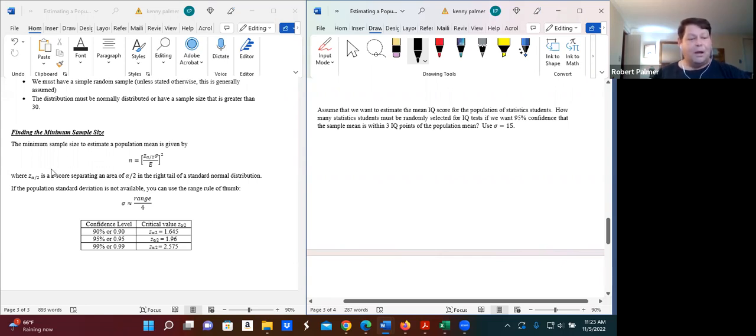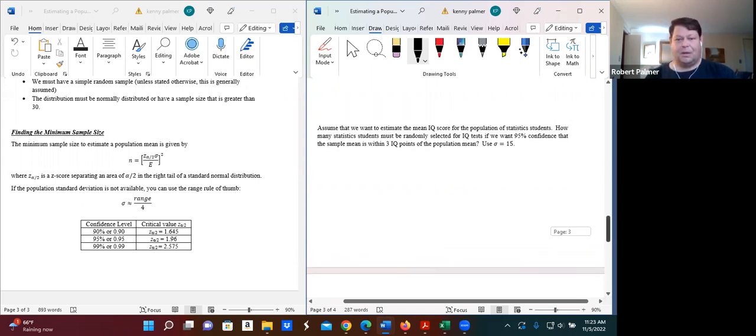Now, if the population standard deviation is not available, we can use what's called the range rule of thumb. This is taking the range of your data values and dividing by 4. If you don't know sigma, this can often give you a good estimate. Obviously not great, because we don't actually know what sigma is, but it's a way to estimate it.